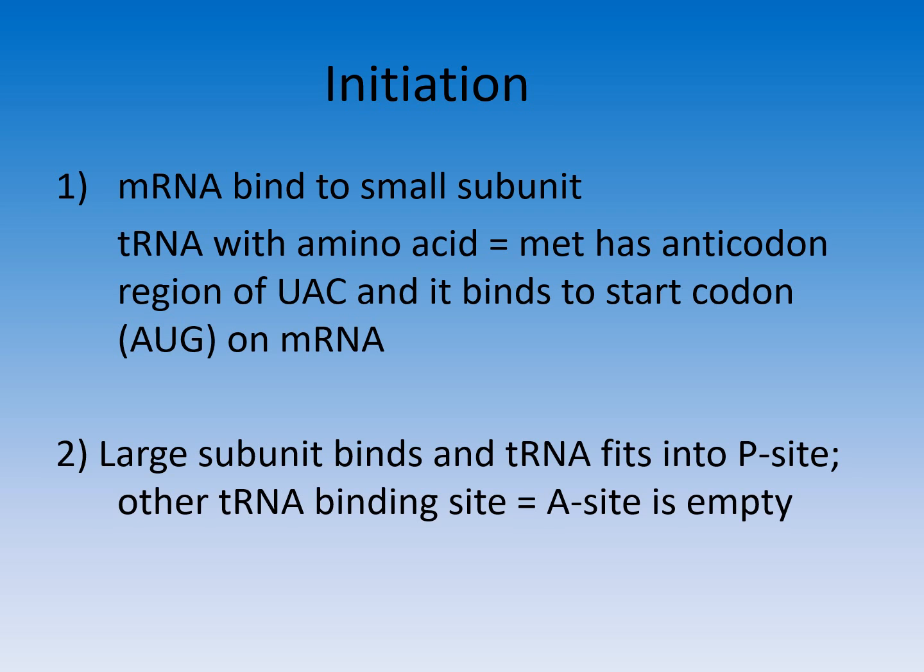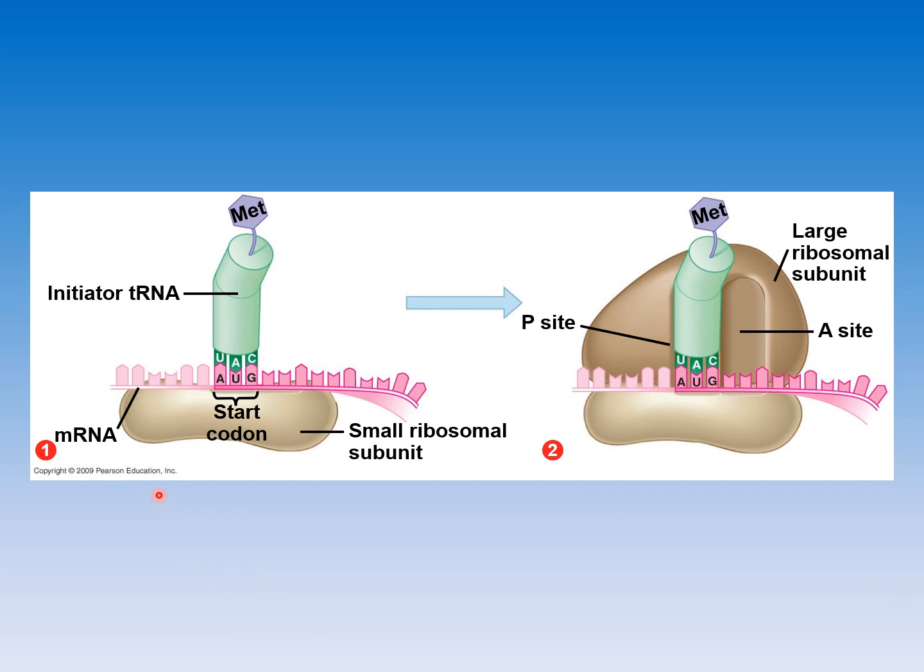Now the large subunit is going to come in and bind. The tRNA is going to fit into what's known as the P site. So far, the other site, which is known as the A site, is empty. So to see this, here's your small subunit, here's your mRNA, and here comes the first tRNA.